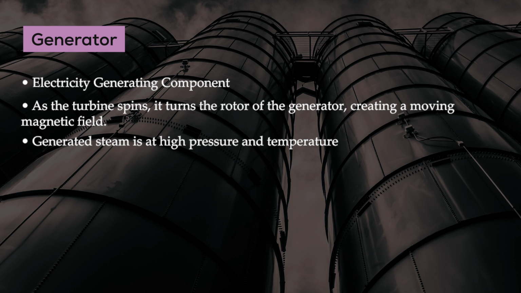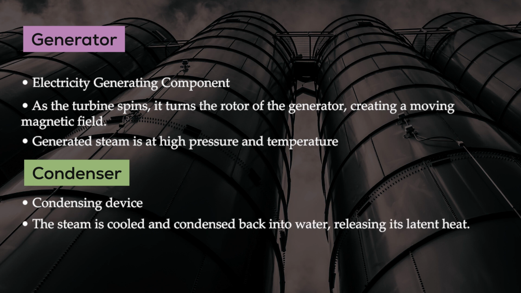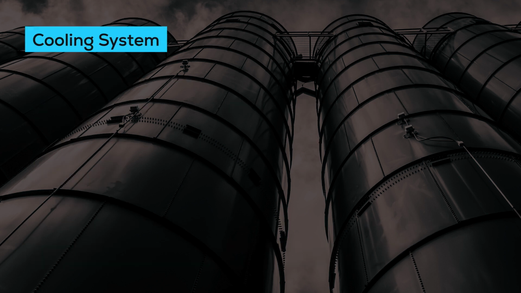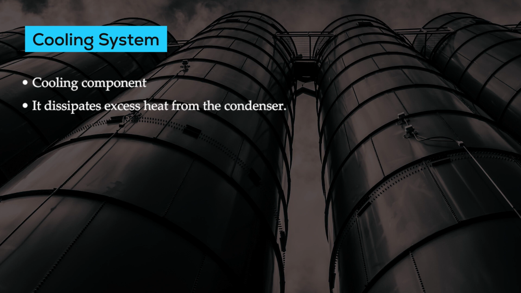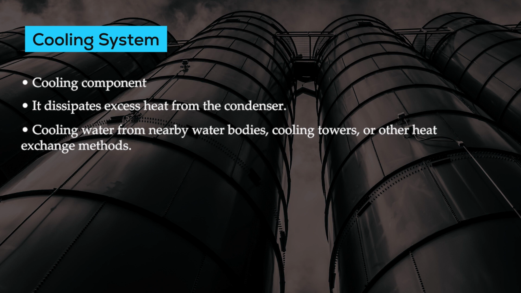Now enter into the condenser. Condenser is a condensing device which condenses the steam. The steam is cooled and condensed back into water, releasing its latent heat. This process allows for the efficient reuse of the water in the boiler, reducing water consumption and increasing overall efficiency. Then about the cooling tower. Cooling tower is a cooling component, which dissipates excess heat from the condenser, using cooling water from nearby water bodies, cooling towers or other heat exchange methods.